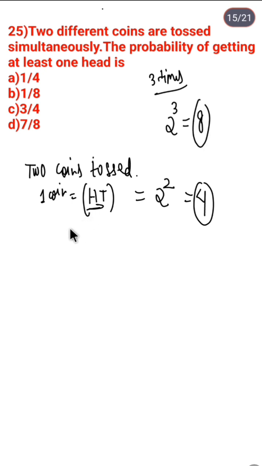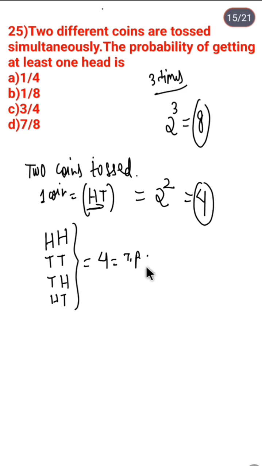Let's see here. So 2 coins, what will be the possibilities? Head and head, head and tail, tail and head, tail and tail. These are all the possibilities. Now it says this is a total of 4, the total possible outcomes.